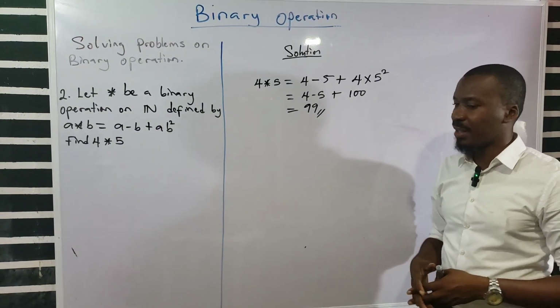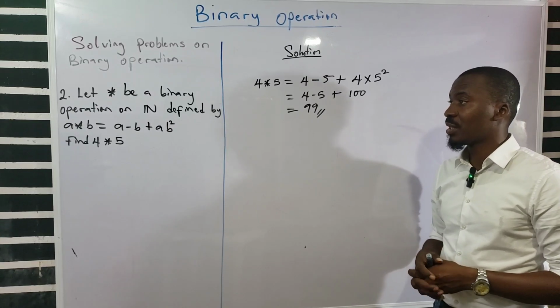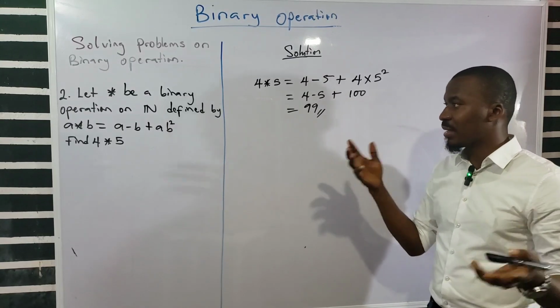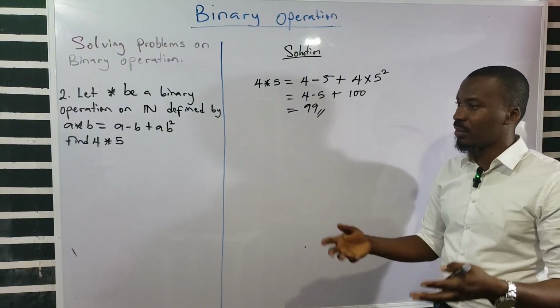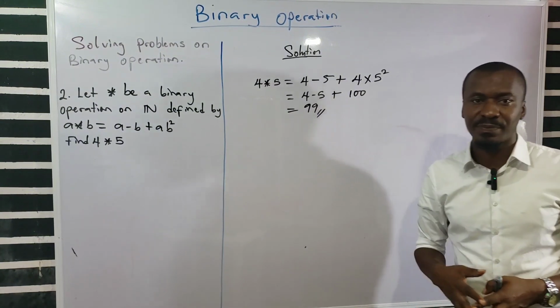So you can see how simple all these questions are. So let's look at number 3. We are going to solve probably 4 to 5 questions. So let's see if there is change in any of them. So let's progress to question number 3.